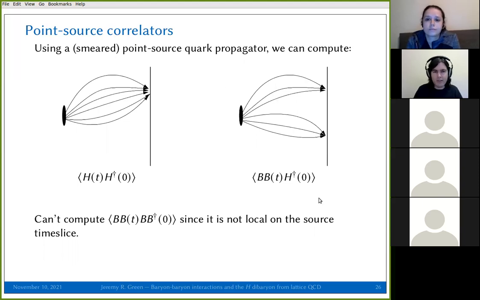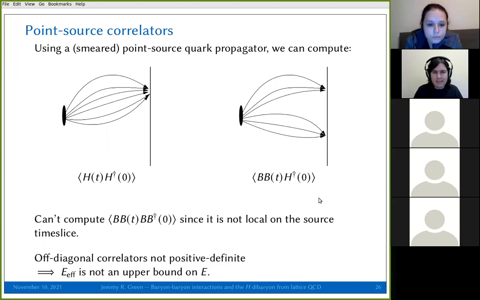So in fact, many calculations have been done with only this type of correlation matrix. It's an off-diagonal correlation matrix. And a big downside of these is that the correlators are not positive definite. And so in particular, the effective energy is not an upper bound on the energy. You can approach from below, and you can be misled because of that.